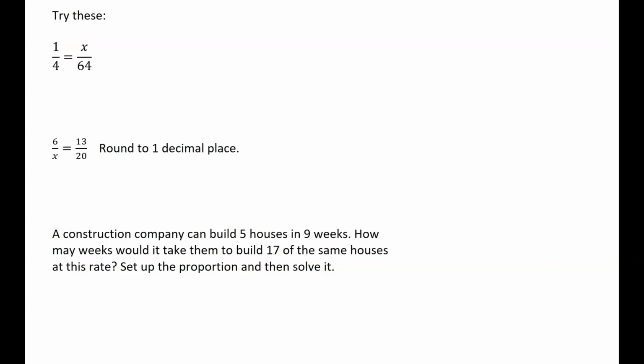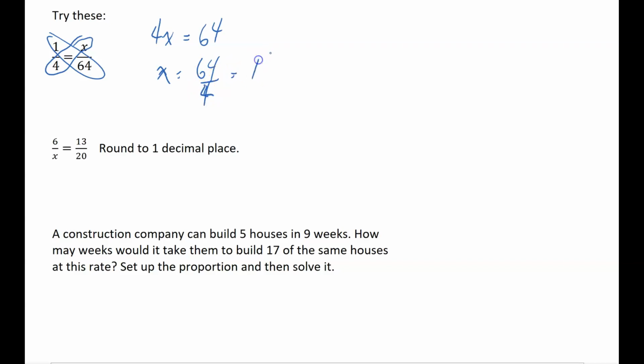So taking a look at the first one, if we set cross products equal to each other, 4x equals 1 times 64, which is 64. X is equal to 64 over 4, which is equal to 16. All right, that one worked out evenly.